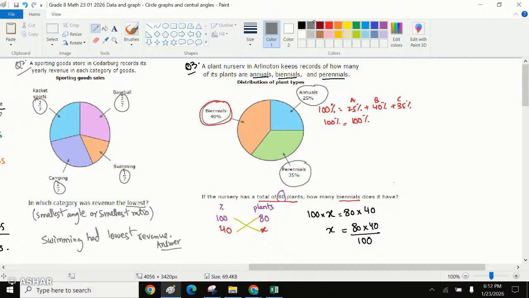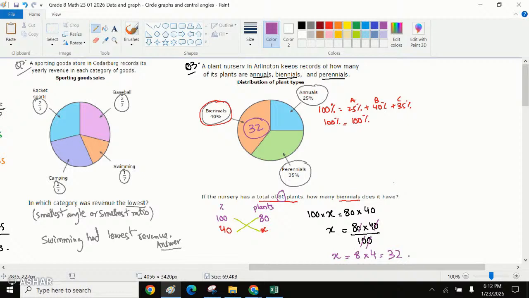Since we can see two pairs of zeros, right? A 0 is cancelled with a 0, and another 0 is cancelled with a 0. That means X would be 8 multiplied by 4, and 8 times 4 is 32, right? That means 32 plants.